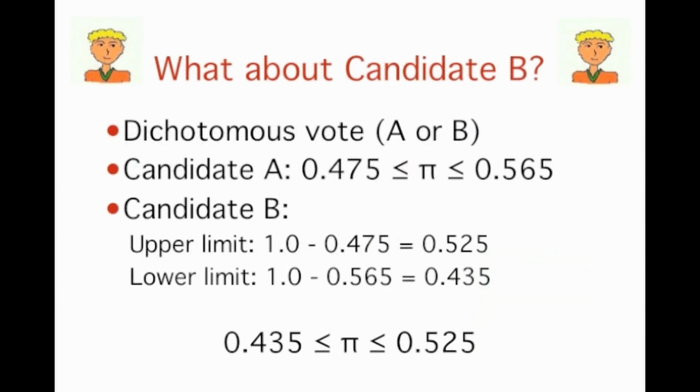What about candidate B? Remember that our vote was dichotomous. Voters chose either candidate A or candidate B. We've already computed the 95% confidence interval for candidate A, which means we can easily work out the confidence interval for candidate B by subtracting the limits for candidate A from 1. To compute the interval for candidate B, take 1 minus 0.475, which equals 0.525. This is the upper limit. Then take 1 minus 0.565, which equals 0.435. This is the lower limit. The confidence interval is shown in the purple box.